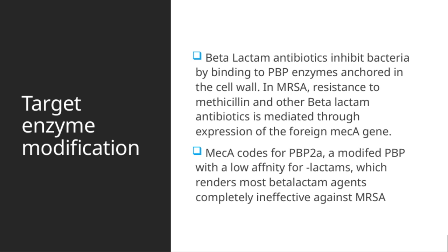Resistance to methicillin and other beta-lactams occurs through the expression of a foreign gene called mecA. This gene codes for a protein called PBP2A, which is a modified version of the usual PBP enzymes. What's important here is that PBP2A has a low affinity for beta-lactam antibiotics, meaning these drugs can't effectively bind to it. As a result, most beta-lactam agents become completely ineffective against MRSA.